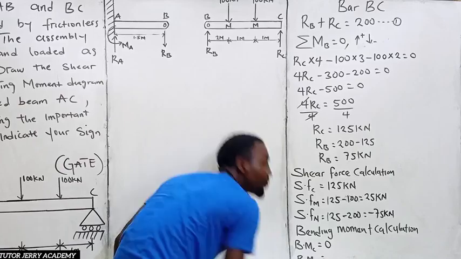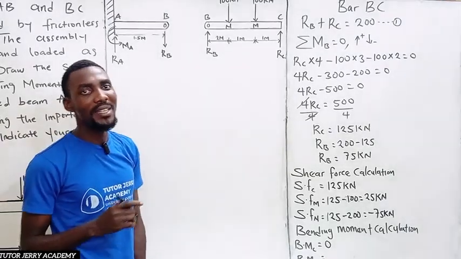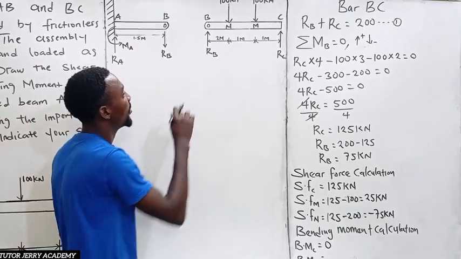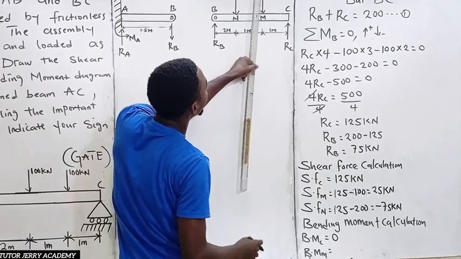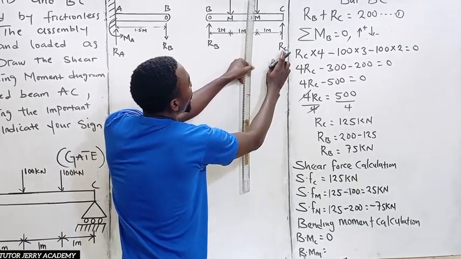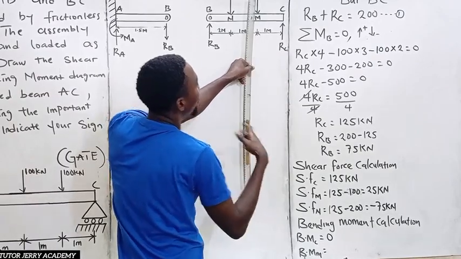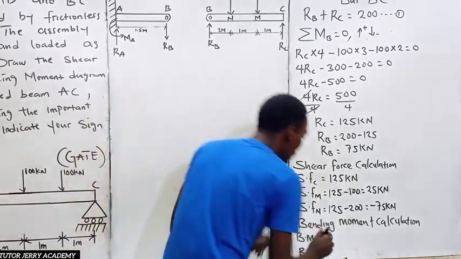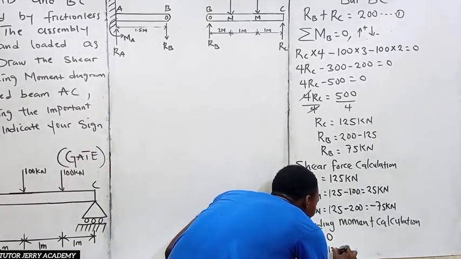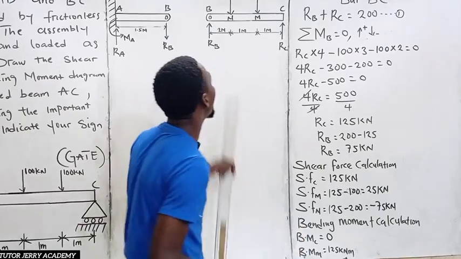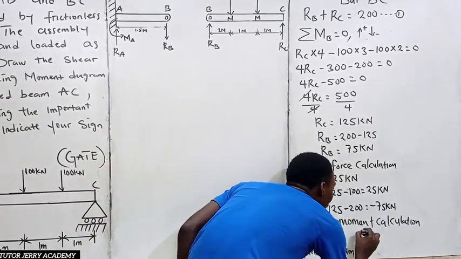Alright. So now let's go for the bending moment at point M. Bending moment at point M. Alright. So now if you want to do this, at point M, we are going to have this point, then this is the force and the distance. So 125 multiplied by 1 is still 125. Upward force is still positive. So it's going to be 125 kilonewton meter.